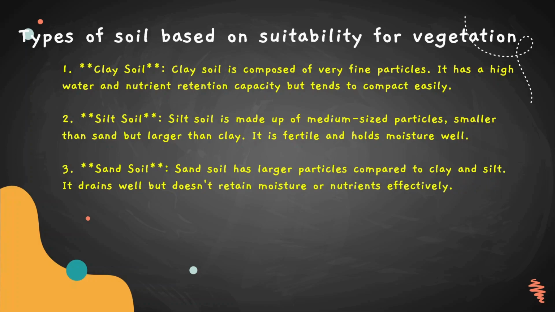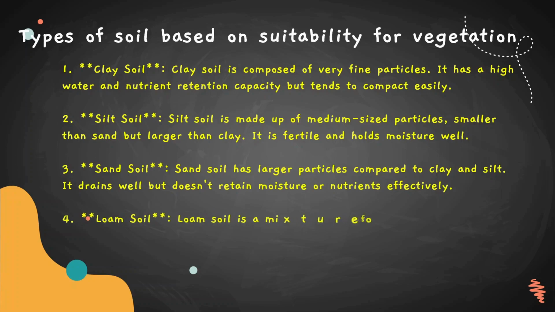So from the first three classifications, clay, silt, sand, clay is the most fertile, silt is less fertile than clay but silt has a medium size, which is smaller than sand but larger than clay. And sand soil has larger particles compared to clay and silt, but the only disadvantage of sand soil is it cannot retain moisture or nutrients effectively.